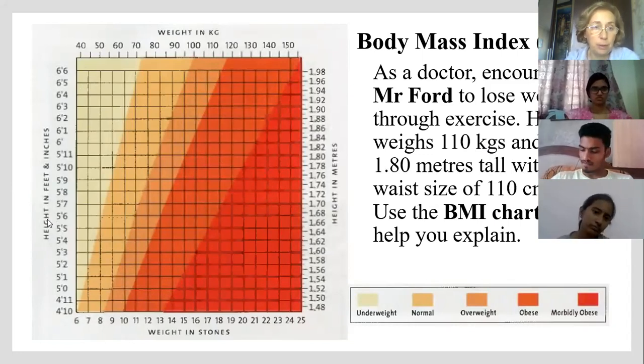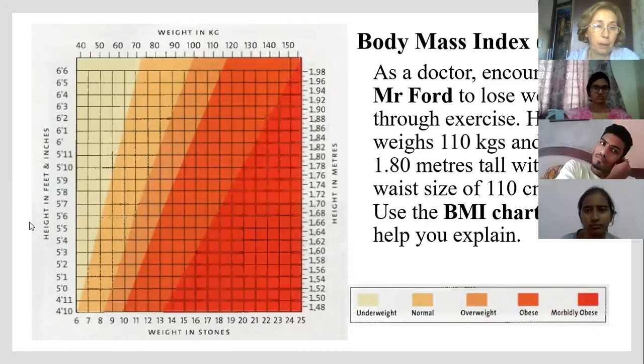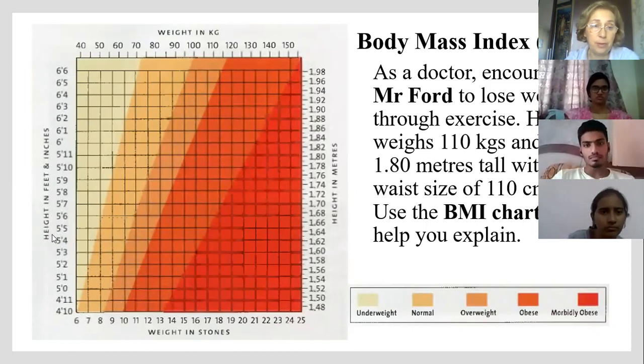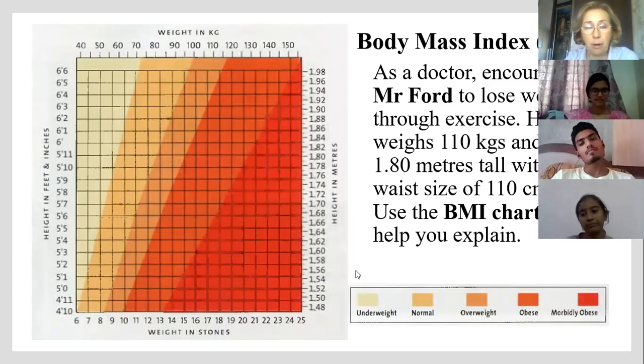And so if we focus on this chart, we can see that there is information which is given to the left. This is the height of a person in feet and inches, and to the right we can see the metric system, so the height of people in meters. And at the bottom of the chart there is information about weight in stones, and at the top also the metric system, weight in kilograms. And the colors that are shown here indicate the standards of weight.